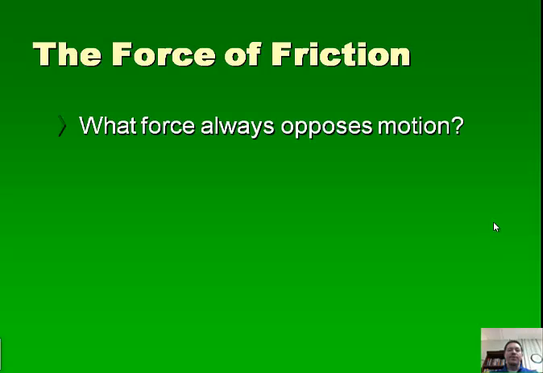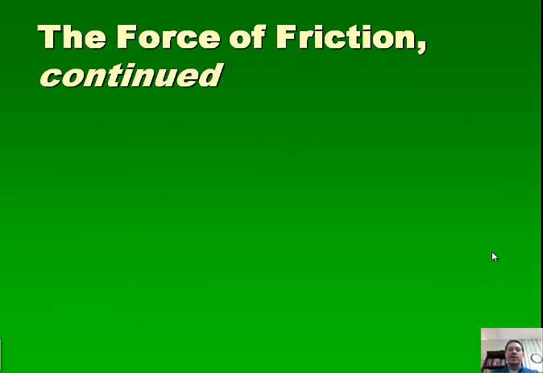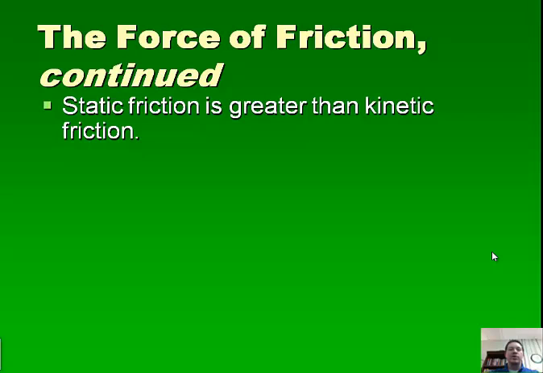Alright, the force of friction. Force of friction is the one that always opposes motion. And a further definition, besides opposing motion, it's going to be between two surfaces that are in contact. So for friction to take place, the surfaces do have to be in contact. And there's different types of friction that we're going to discuss.